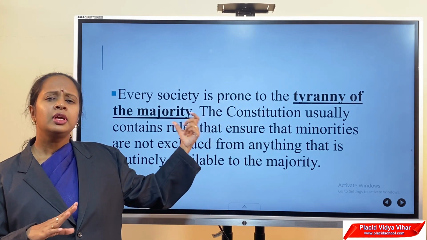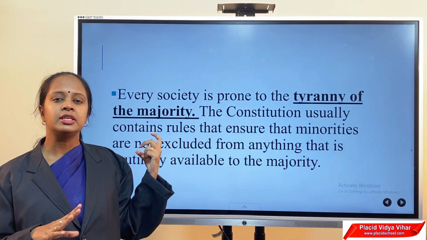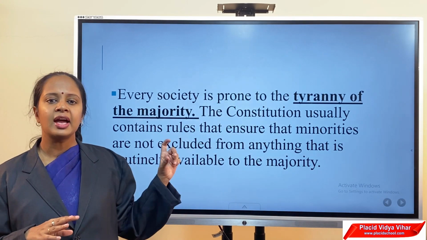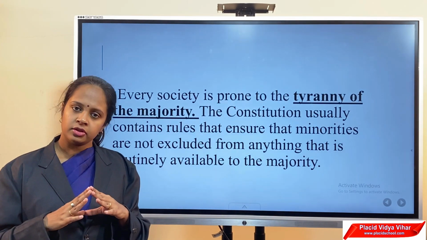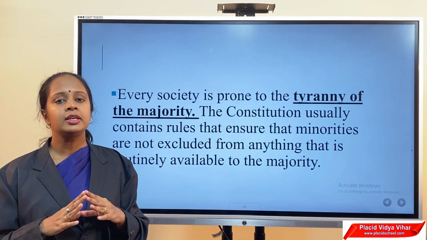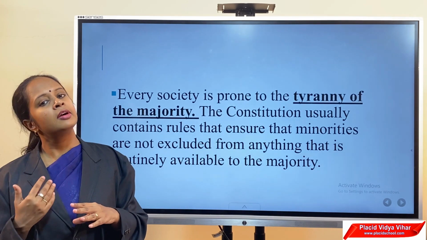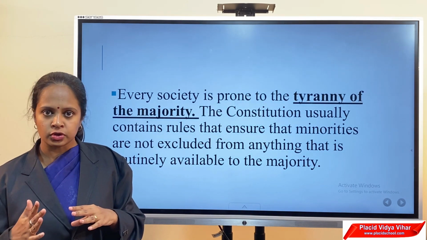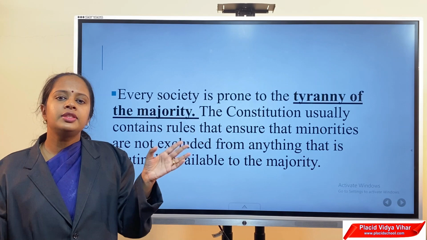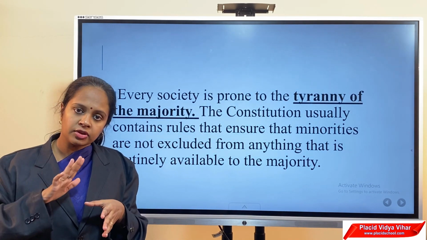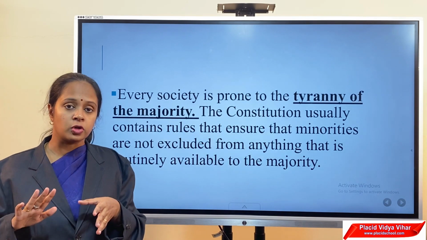Dear students, every society is prone to the tyranny of the majority. That means every society is likely to suffer from the misuse of power by the majority. Such unhealthy situations can occur in a democratic form of government also.